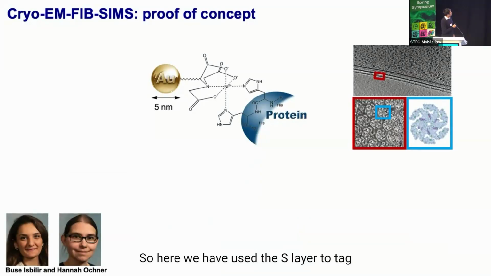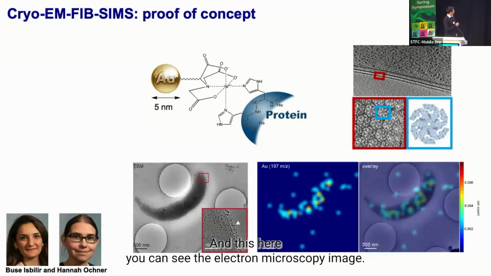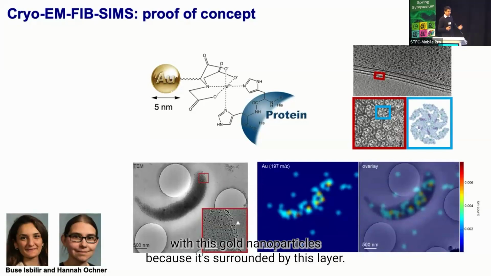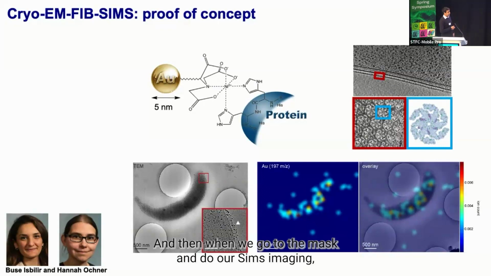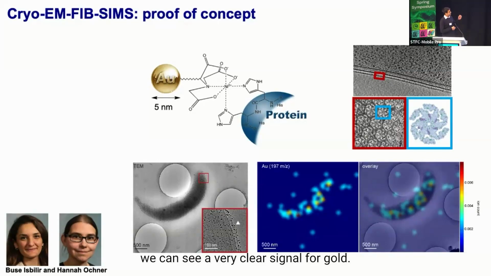Here we have used the S layer to tag these cells with a gold nanoparticle, which is 5 nanometers in diameter. Here you can see the cryo-electron microscopy image, and you can see that this cell has been successfully coated with these gold nanoparticles because it's surrounded by this S layer. And this is the cryo-EM image. Then when we go to the mass spectrometer and do our FIB SIMS imaging, we can see a very clear signal for gold. And then we can take this SIMS image and overlay it with the cryo-EM picture and basically map chemistry back into the cryo-EM image.